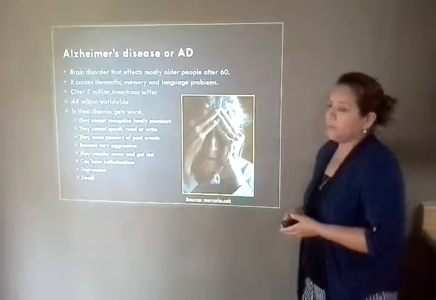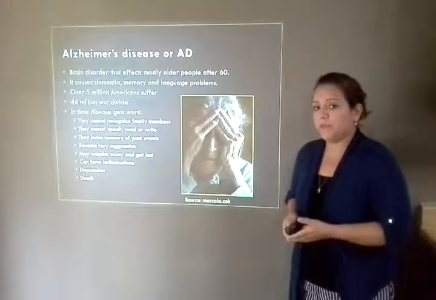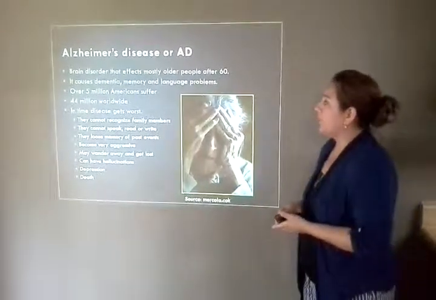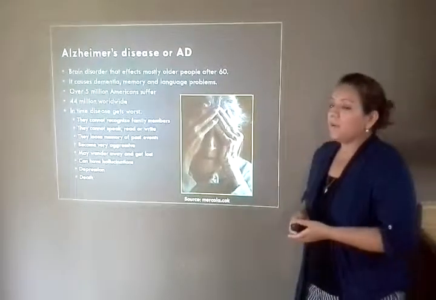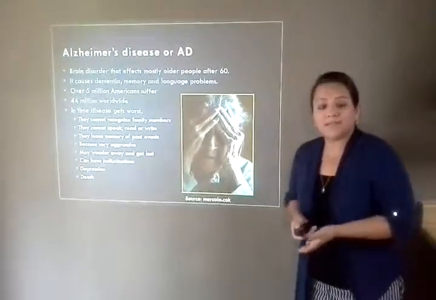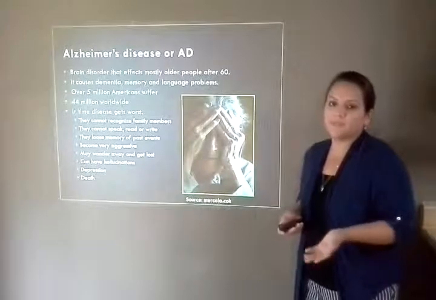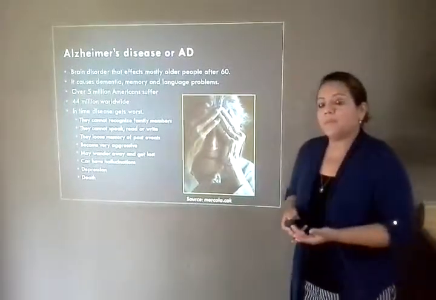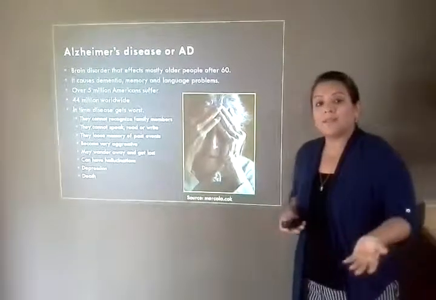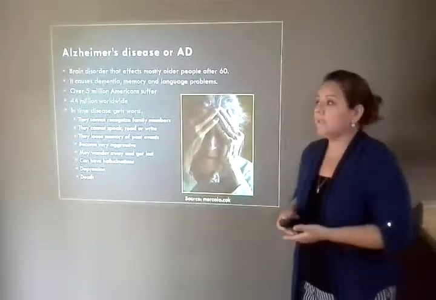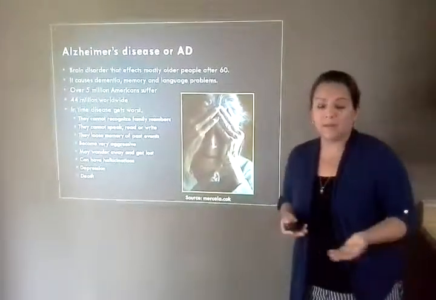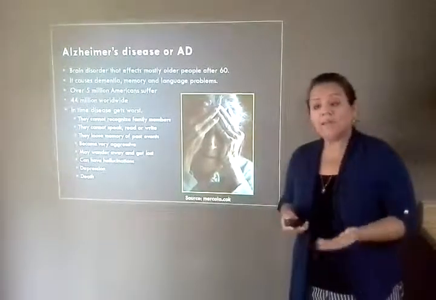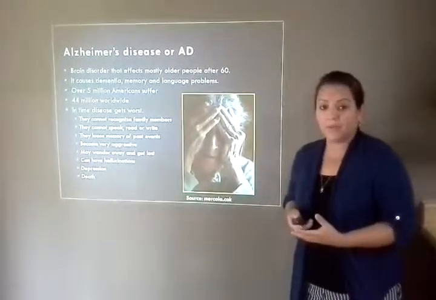Alzheimer's disease usually affects elderly people over 60, and there are about 5 million Americans that suffer from this disease. What are the symptoms of Alzheimer's disease? Well, some of them are, for example, people start not recognizing their family members. They are not able to speak. They're not able to understand. They cannot make conversations with other people.